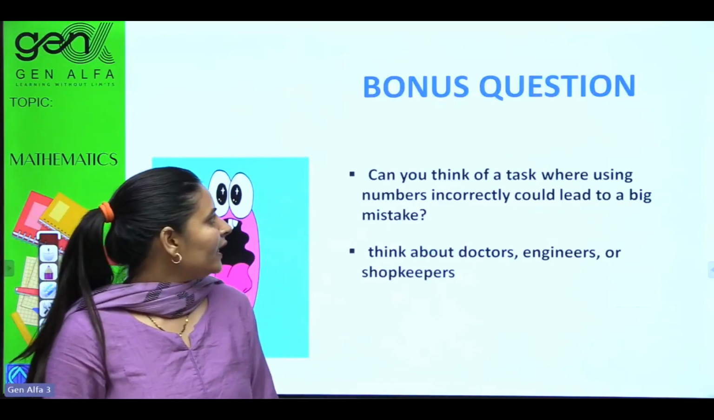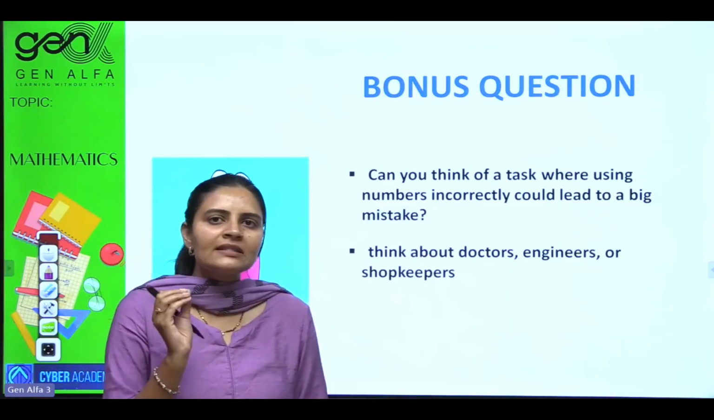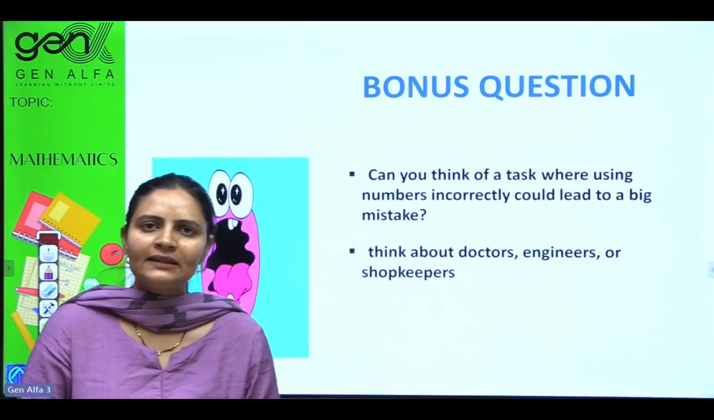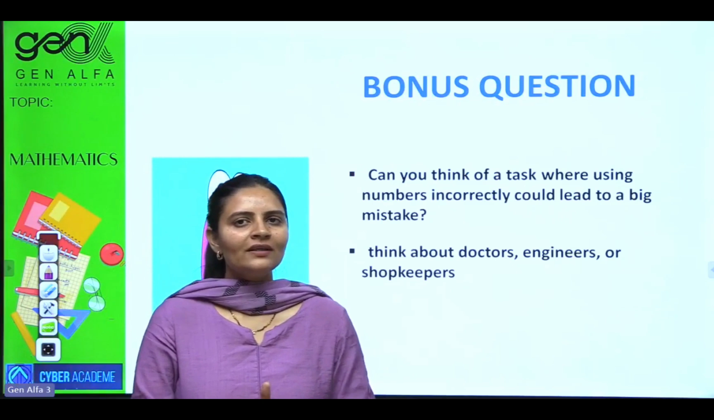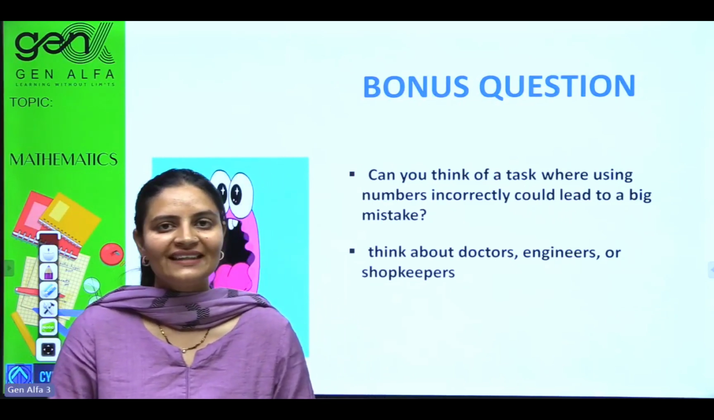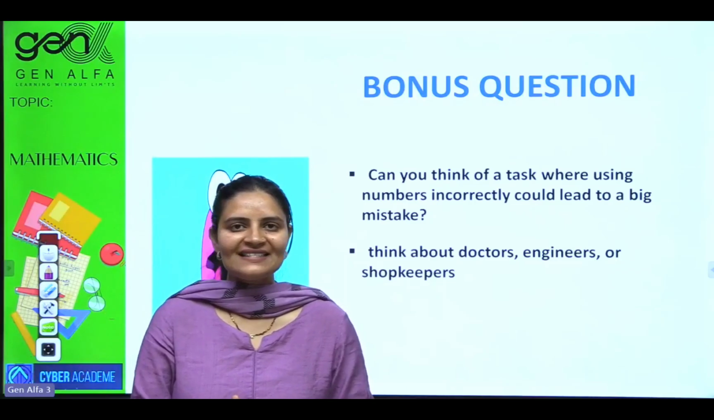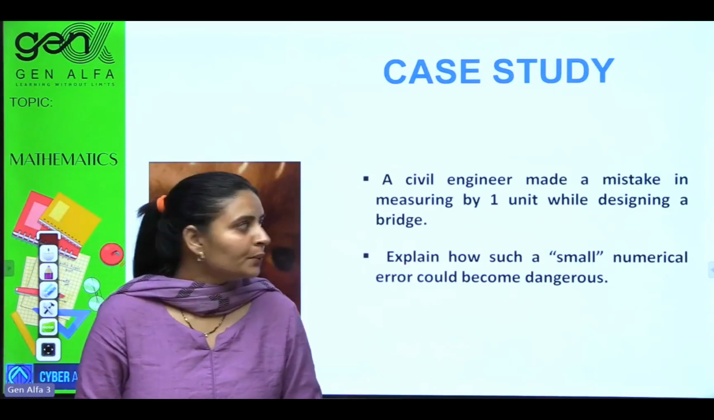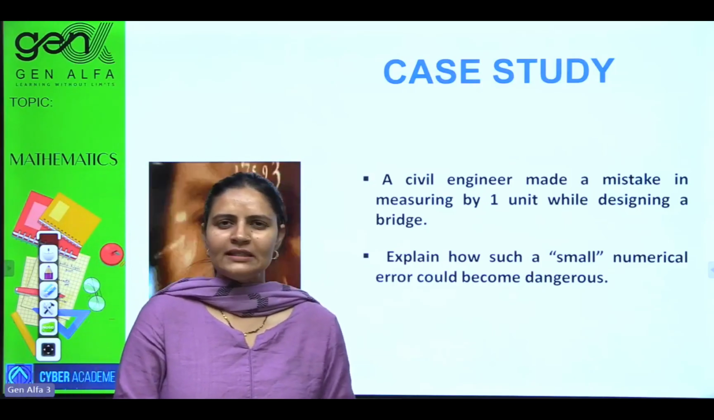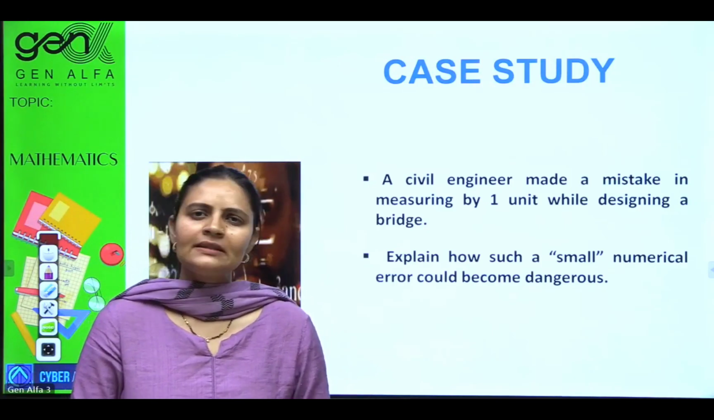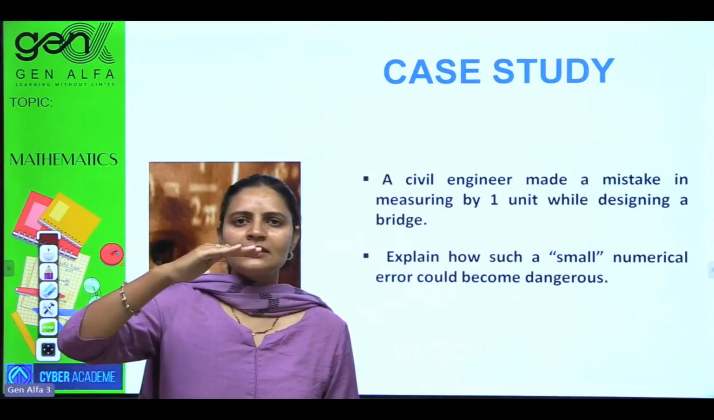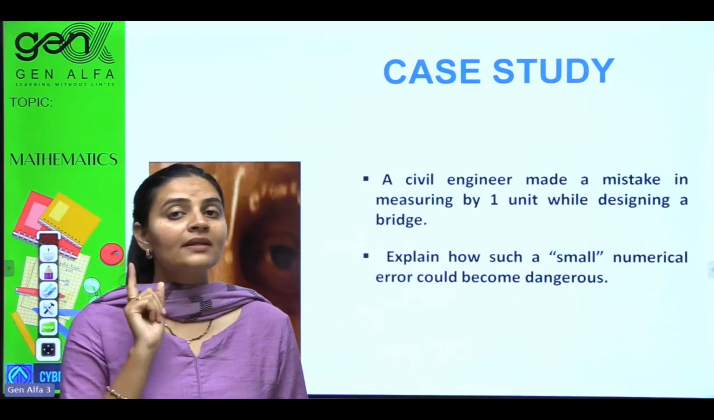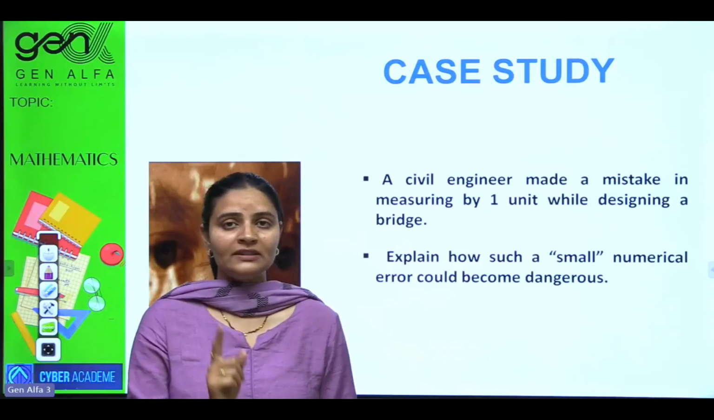So can you think of a task where using numbers incorrectly could lead to a big mistake? What do you understand by that? Think of a doctor. What if he miscalculated the dosage? It can lead to big health problems. Yes. A case study is here. A civil engineer made a mistake in measuring by 1 unit while designing a bridge. It seems like a tiny mistake, but let's observe: if a pillar is 1 centimeter off, it cannot even stand on solid ground. It's tiny but mighty. So we have to be very careful dealing with numbers.